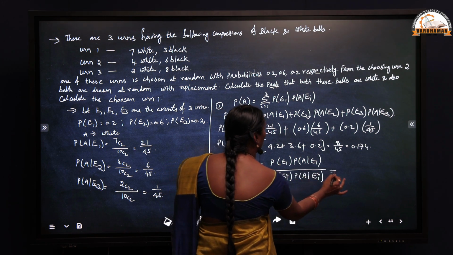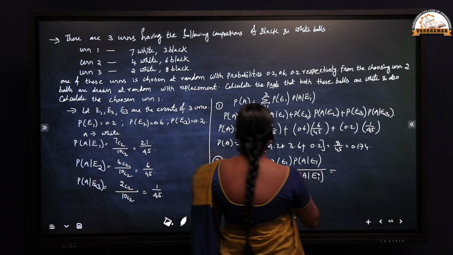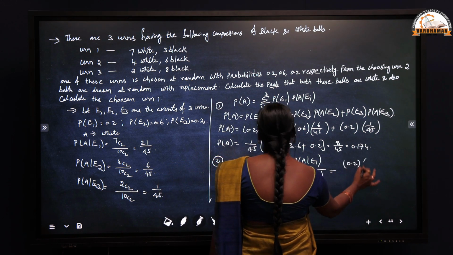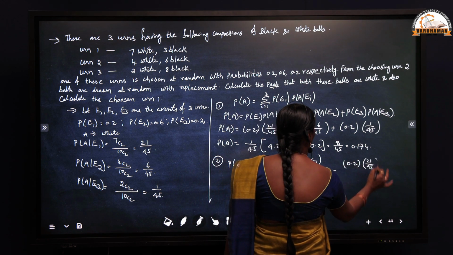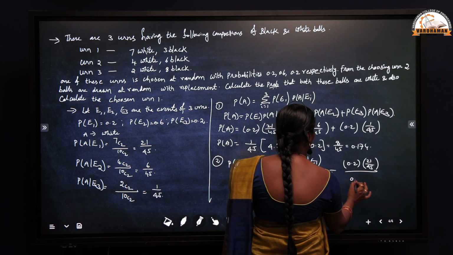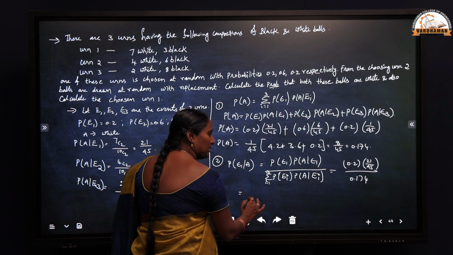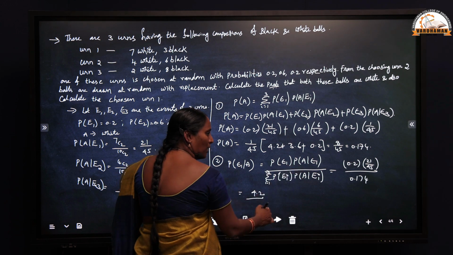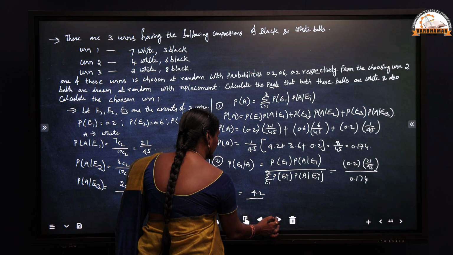This we already found in the solution of the first problem, right? So what is P of E1 here? 0.2 into P of A given E1, which is 21 by 45, and the denominator we are getting is 0.174. Cancelling the common term, it becomes 4.2 by 0.174.